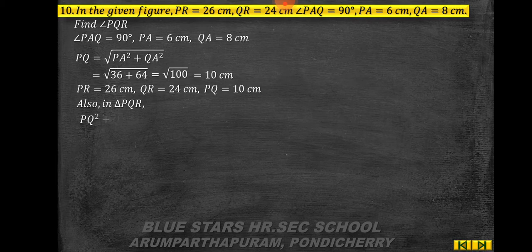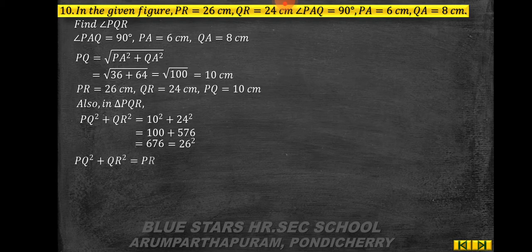Also, in triangle PQR, PQ square plus QR square is equal to 10 square plus 24 square, which is equal to 100 plus 576, which is equal to 676, which is equal to 26 square. So PQ square plus QR square is equal to PR square. Angle PQR is equal to 90 degree. So the correct option is option 4. The answer is 90 degree.